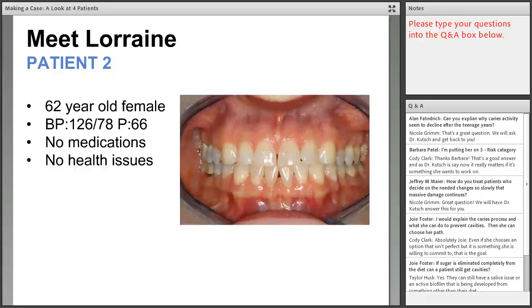All right. So meet Lorraine. Lorraine is a 62-year-old female patient. She has normal blood pressure. She's got a pretty good pulse. She's not taking any medications. She has no health issues.